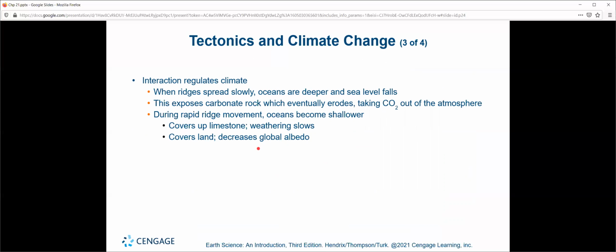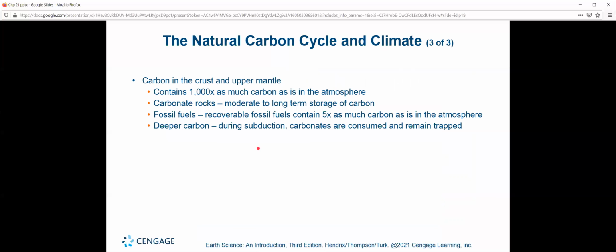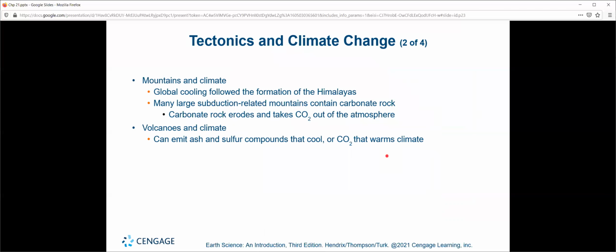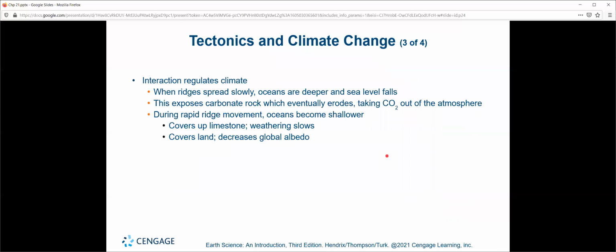When ridges spread slowly, oceans deepen and sea levels fall, thereby giving you a larger sink for the oceans and waterways to hold that carbon. This exposes carbonate rock, which eventually erodes, taking CO2 out of the atmosphere. And during rapid ridge movement, oceans become shallower, covering up limestone, slowing the weathering, decreasing the global albedo. Everything plays an ebb and a flow with itself.